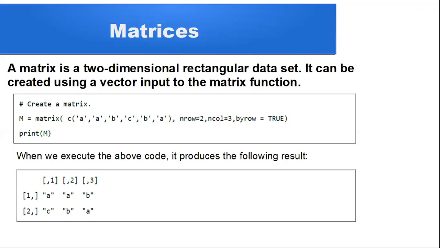So how to create a matrix? In this example, we create a matrix. M is equal to matrix(c(A, B, B, N), nrow, ncol, byrow = TRUE). Print, this is the result. When we execute the above code, it produces the following result.